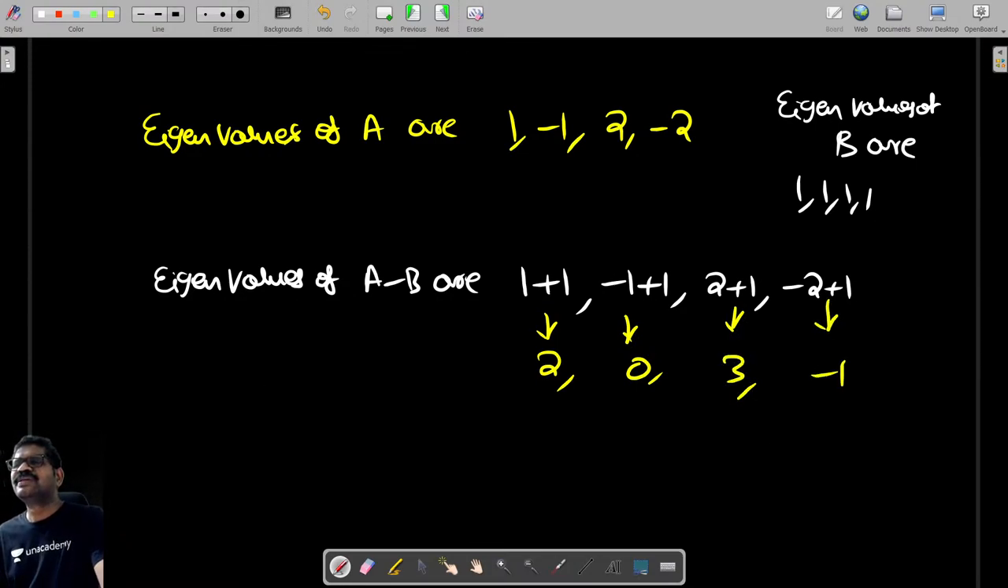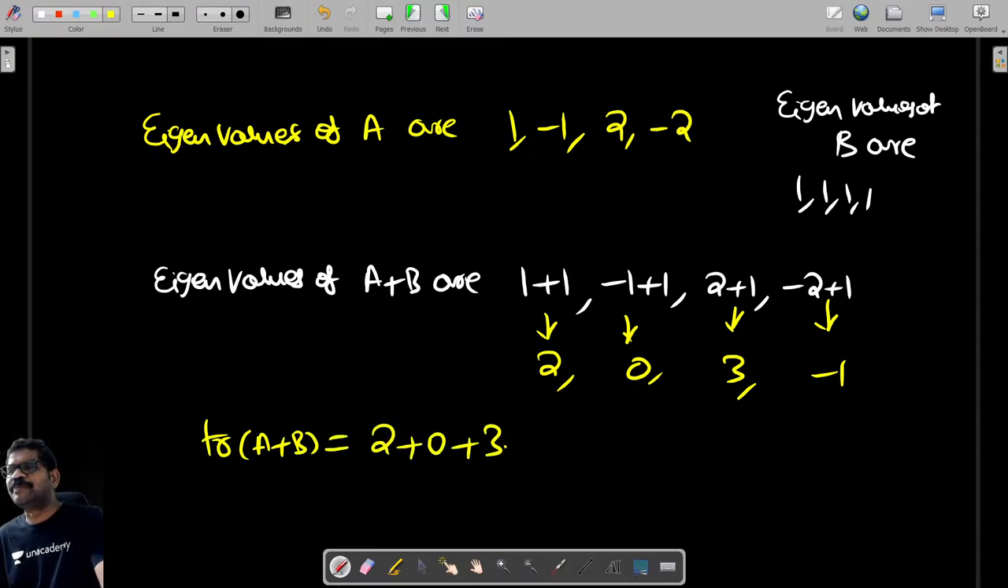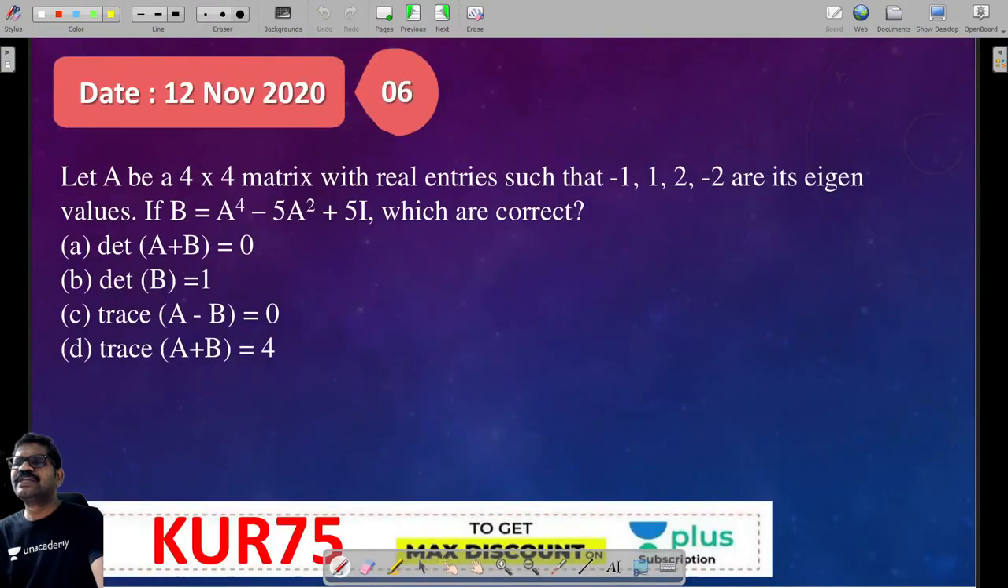Therefore, eigenvalues of A plus B are 2, 0, 3, minus 1. Therefore, trace of A plus B equals 2 plus 0 plus 3 minus 1. That is 5 minus 1, 4. Trace of A plus B is 4. So, the last option is true.